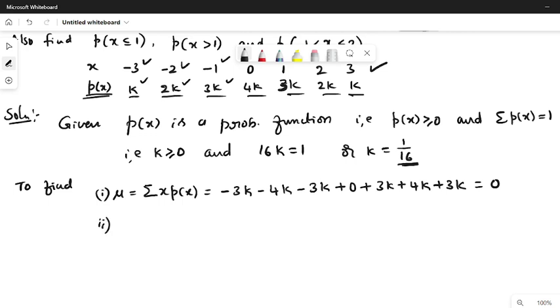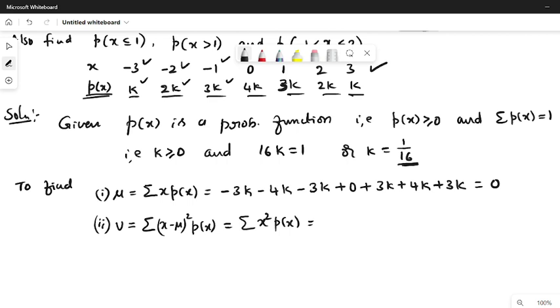Second one, we have to find variance, because if you find the variance, then the square root of that will be the standard deviation. So for that, first we need to determine variance. So variance V equals summation x minus mu whole square into p of x. But here mu is 0, so it is simply summation x square p of x.